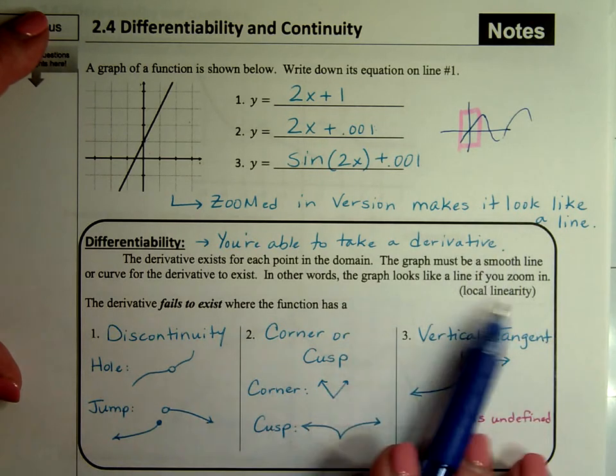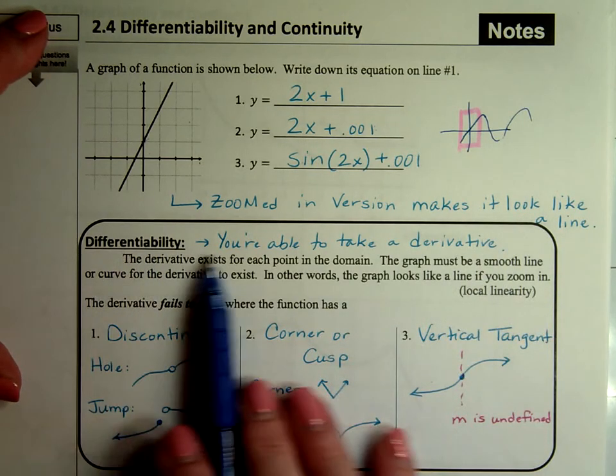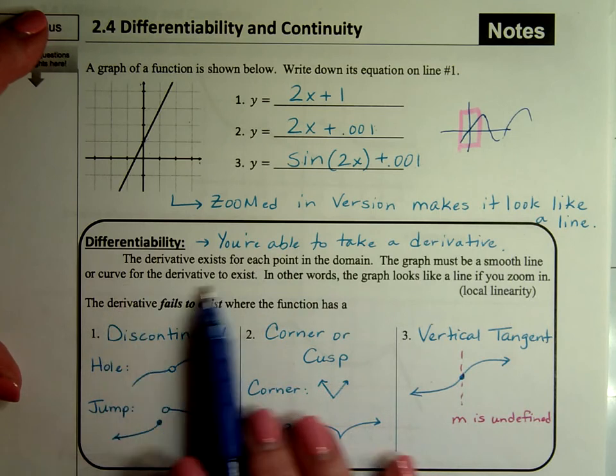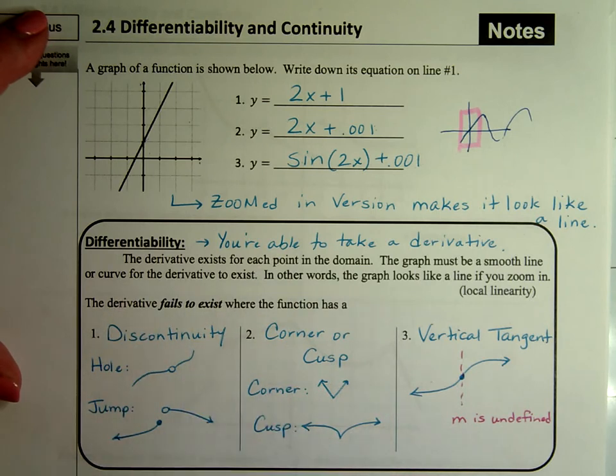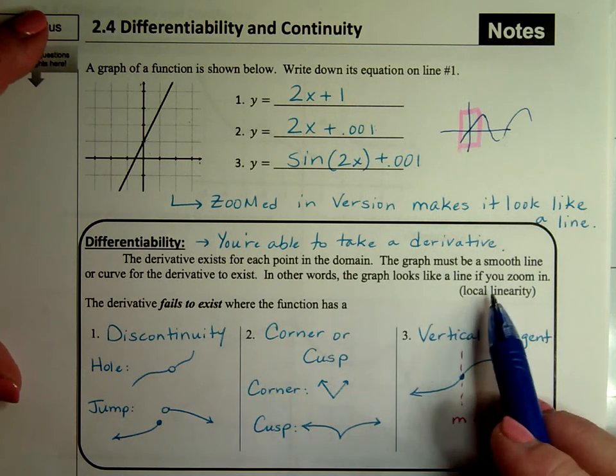So differentiability means that you're able to take a derivative. The derivative exists for each point in the domain. The graph must be smooth, a smooth line or curve, for the derivative to exist. In other words, the graph looks like a line if you zoom in. Locally linear, we just were talking about that.